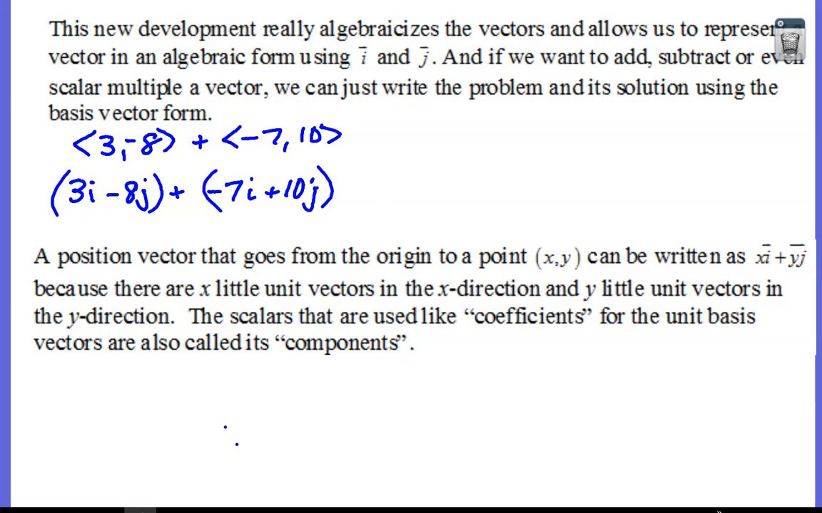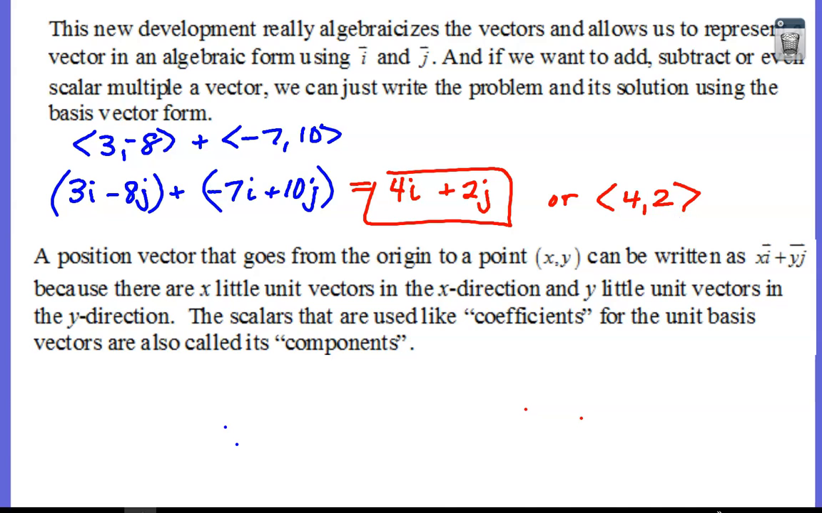So if we wanted to add them, you're going to add them just like you would like terms. So I have 3i minus 7i. That would give me -4 in the i or x direction. -8 plus 10 would give me 2j. So here's your resultant vector in basis form, or you could think of it like this, same thing. So this becomes what looks like an algebra problem, but it's still vectors because you are still looking at the movement. It's just, again, this is split up into the horizontal and the vertical part. Okay.